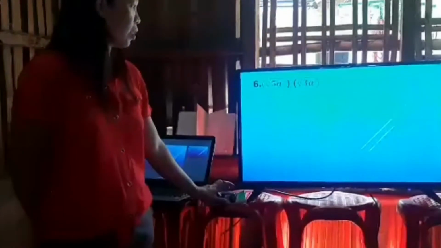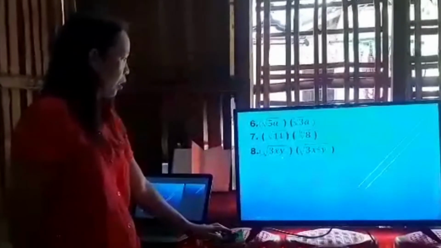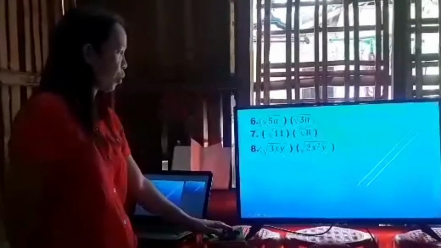Number 6, 5a square root times the square root of 3a. Number 7, square root of 11 times the 6th root of 8. Number 8 is the square root of 3x times the square root of 3x squared.